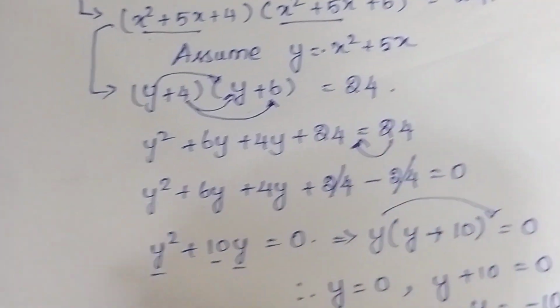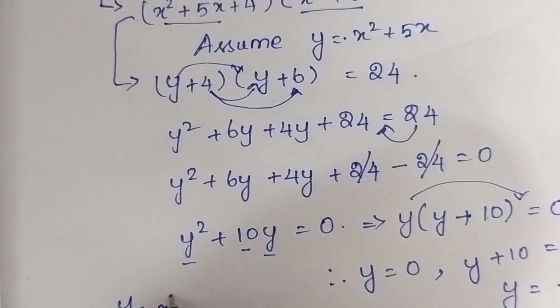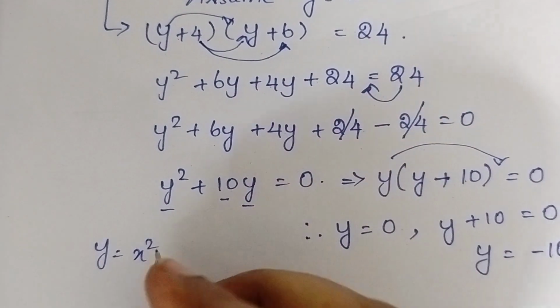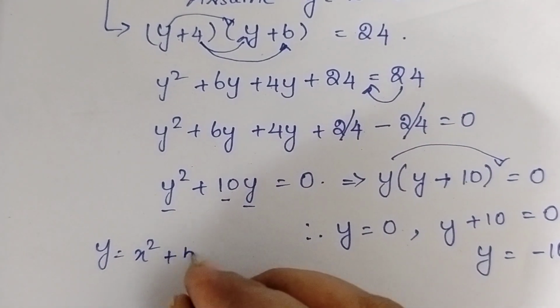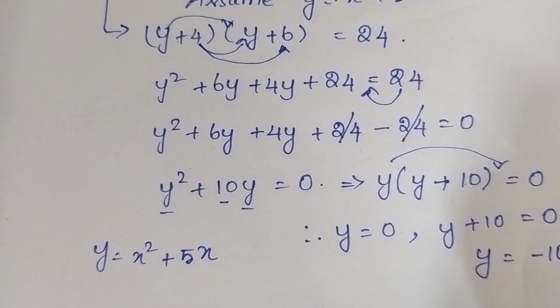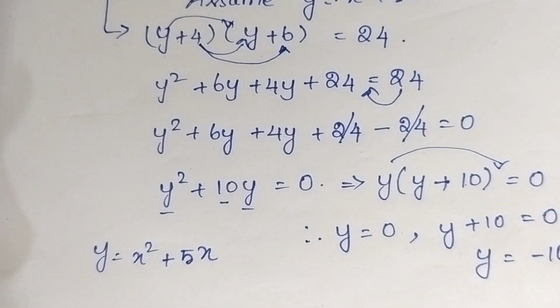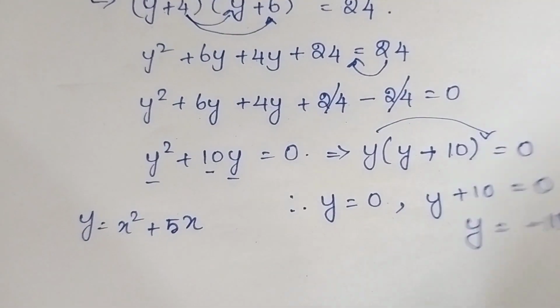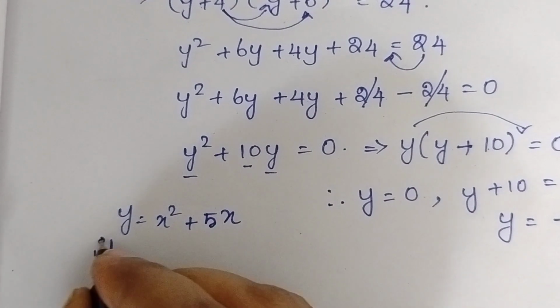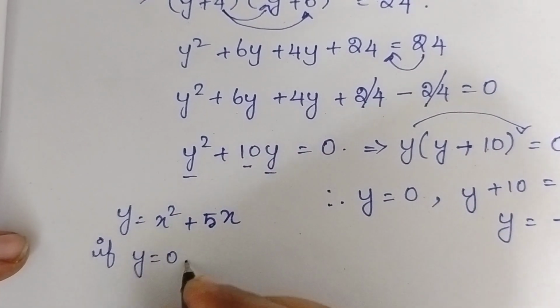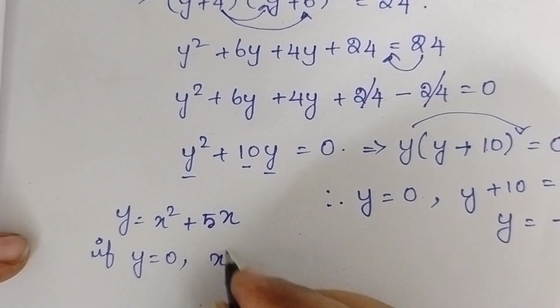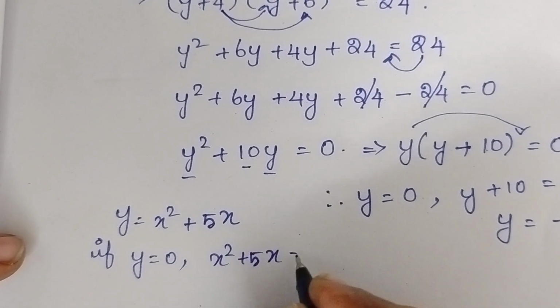Therefore, y is equal to x square plus 5x. This is what we assumed initially. Now I am going to substitute these two y values. If y is equal to 0, then x square plus 5x is equal to 0.